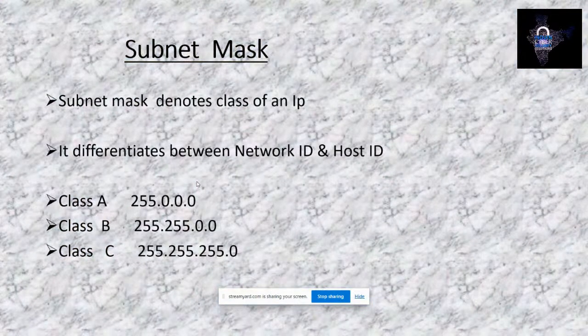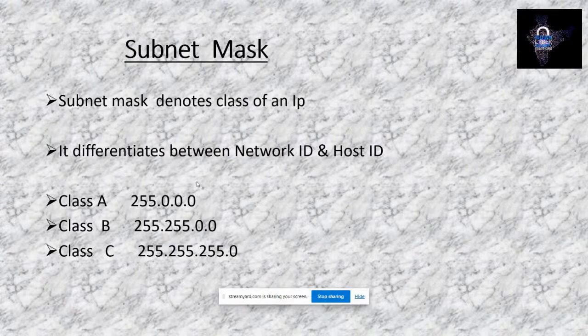And now we have to understand the subnet mask. So subnet mask denotes the class of an IP address. It is a 32-bit value, and it denotes the class of an IP address, and also it differentiates between the network ID and the host ID part of an IP. So in case of Class A, Class B, and Class C, what are the default subnet mask values?